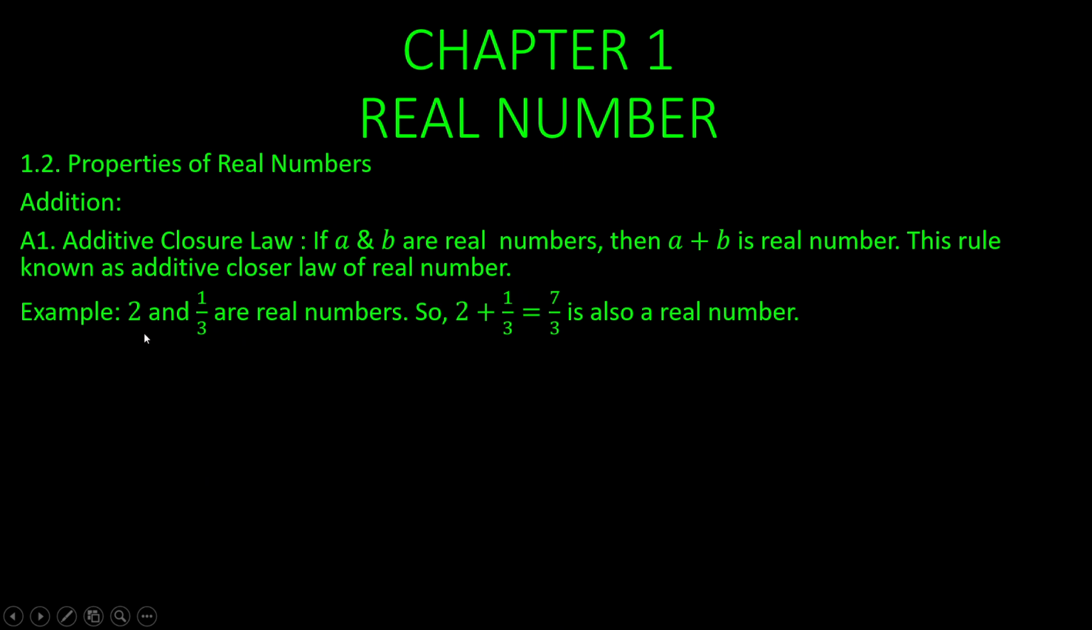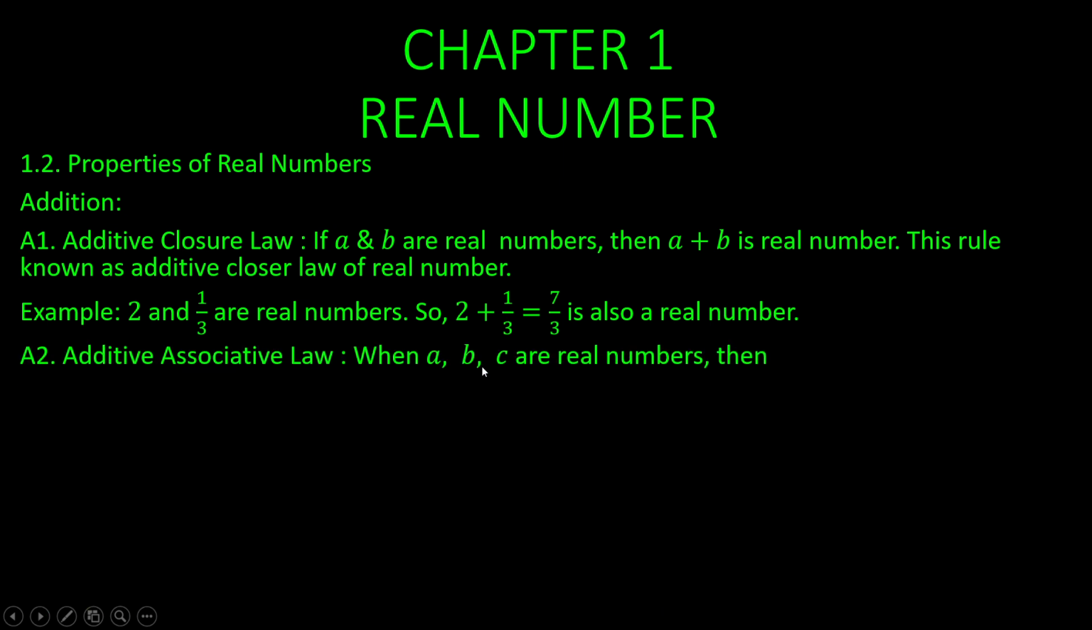Example. Here we consider 2 and 1/3 are real numbers. So their sum, 2 plus 1/3, equals 7/3, is also a real number because the square of 7/3 is 49/9, which is a non-negative number. So we can say that the sum of any two real numbers is also a real number.